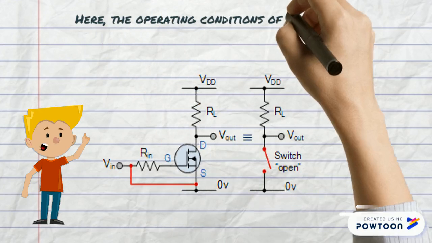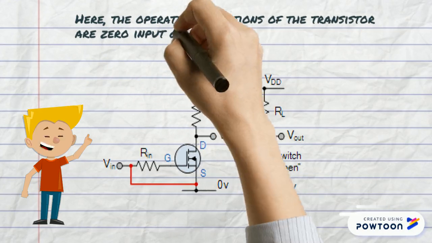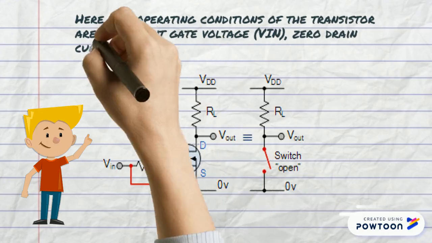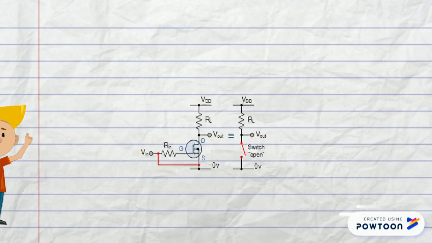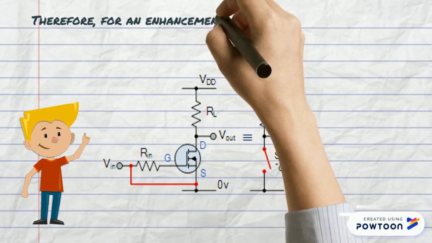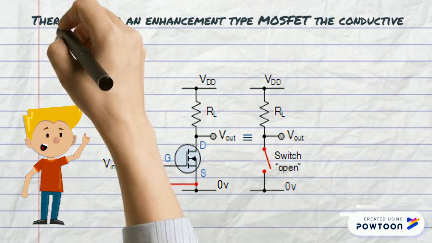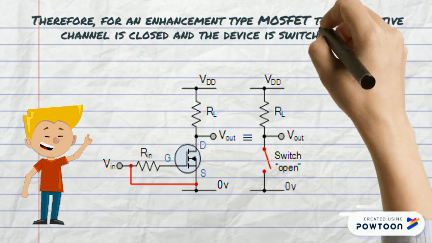The operating conditions of the transistor are 0 input gate voltage, 0 drain current and output voltage VDS equal to VDD. Therefore, for an enhancement type of MOSFET, the conductive channel is closed and the device is switched off.